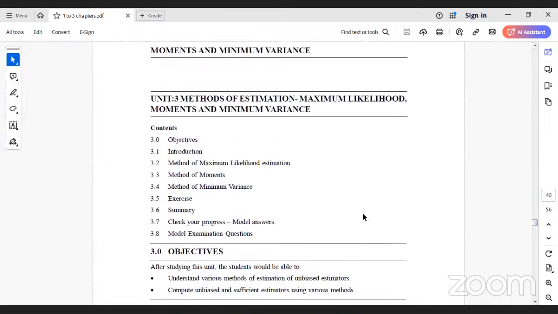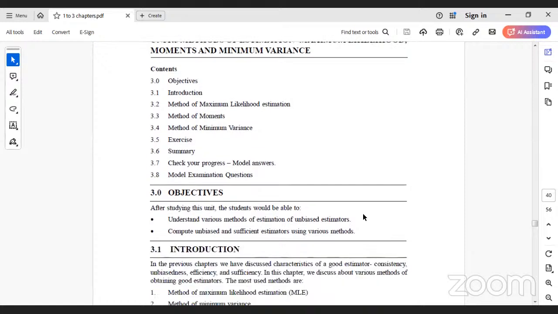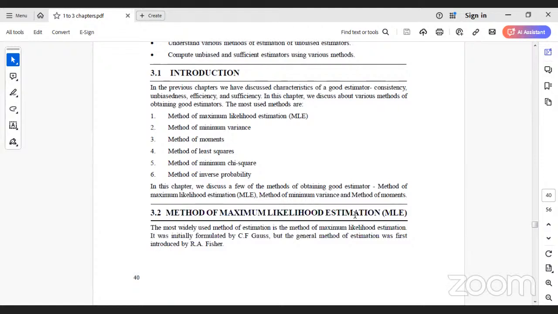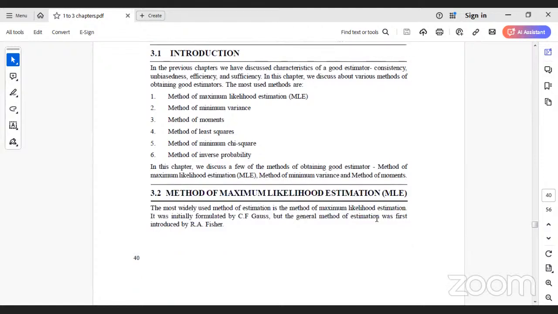Third unit we will discuss today: methods of estimation, maximum likelihood, moments, and minimum variance. The methods are: method of maximum likelihood, method of minimum variance, method of moments, method of least squares, method of chi-square, and method of inverse probability. We have taken the method of maximum likelihood estimate here.